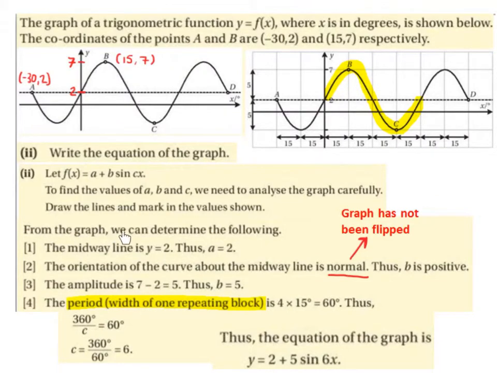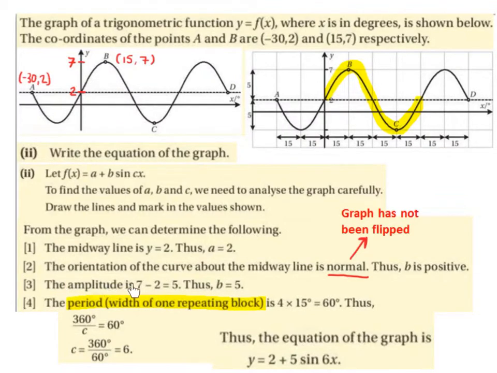Okay, so from the graph we can determine the following. The midway line is y equals 2, because this is 2 on the y-axis. Thus a is equal to 2. So the a in our formula is 2. The orientation of the curve about the midway line is normal. The graph has not been flipped. Thus b is positive. So the b, whatever is stuck on in front of the sine, is going to be positive.